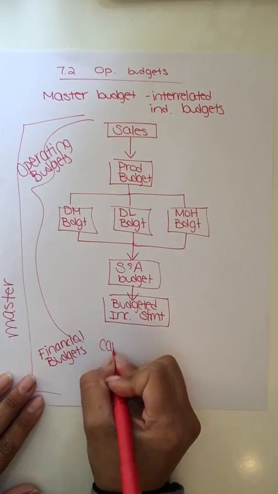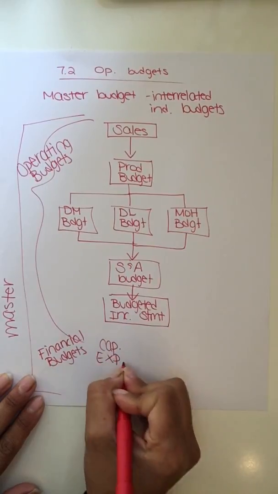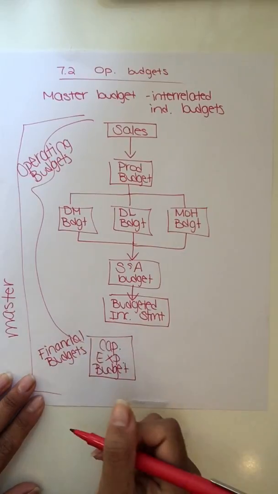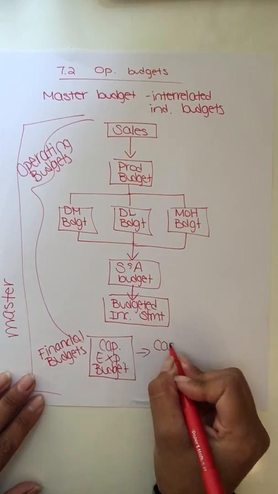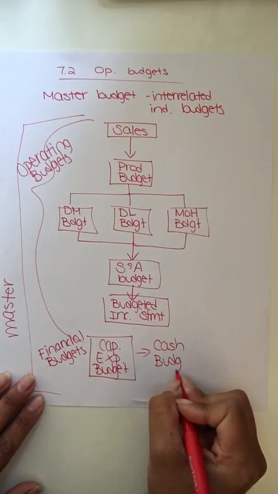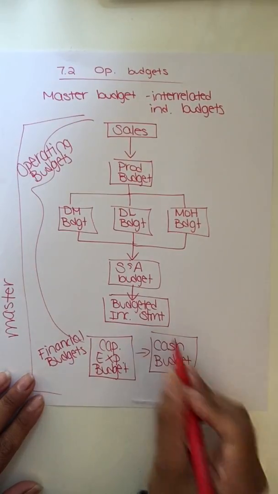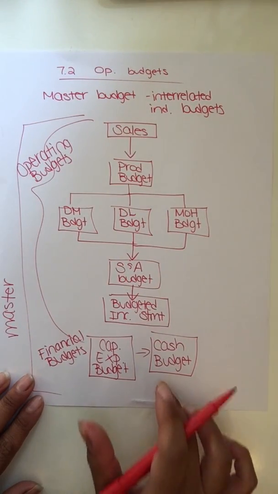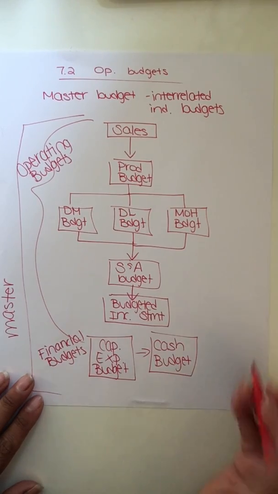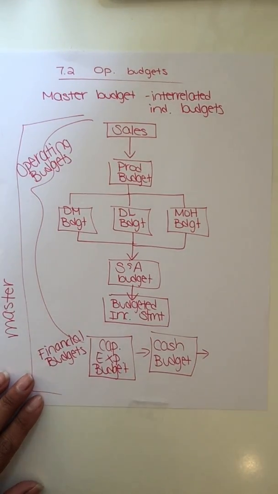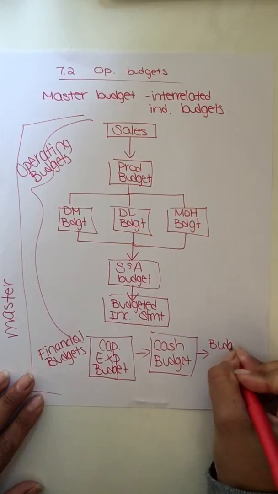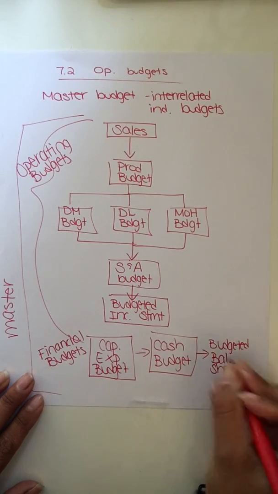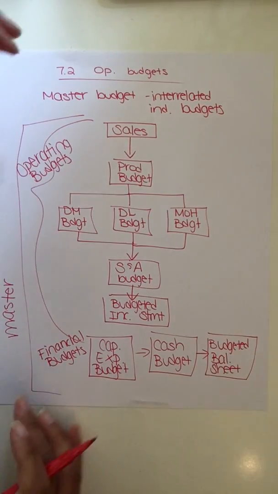There is the capital expenditures budget, or CapEx budget, as you may have heard before. There's then the cash budget, which is determined by most managers as the single most important budget in this whole process, because if you don't have cash, you're not going to be able to survive in business for long. And then the last budget is your budgeted balance sheet. So all of these individual budgets make up the master budget.